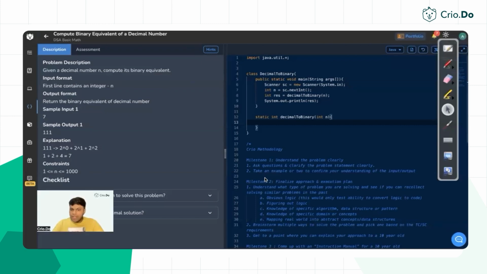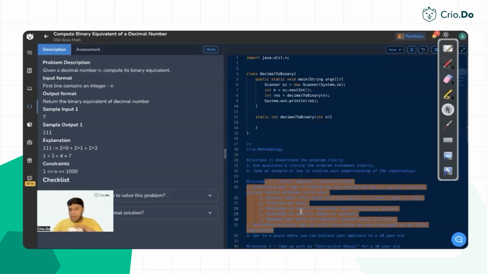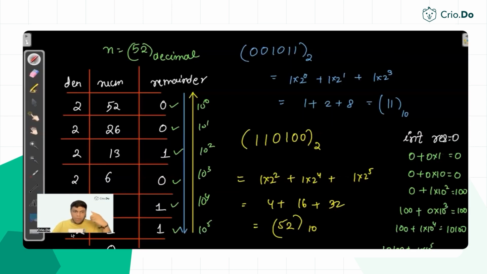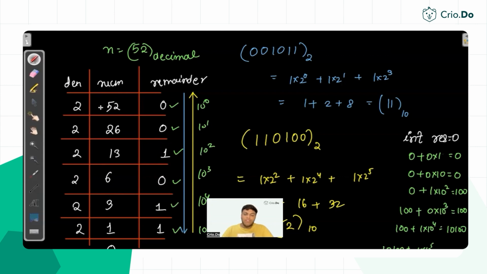So with that, we have come up with the approach which we are going to follow. That is, keep on dividing the input number by 2. Why? Because we will always get a remainder of 0 or 1.